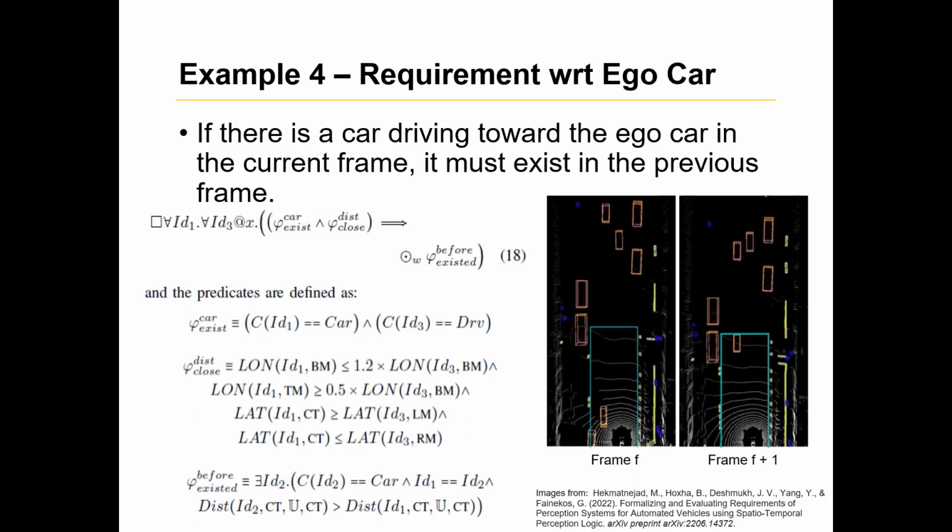And this part, the one which says before existed, basically says that you're checking at the previous frame and you're checking IDs at the previous frames because there's a weak previous operator. So you're basically saying that in the previous frame, there exists an ID, ID2, which is a car. It matches the ID of ID1, which is in the next frame, and the distance to it is close, within this range. So this is how the entire requirement with respect to the ego car is formulated.